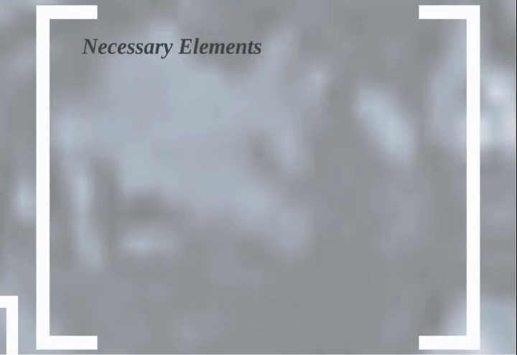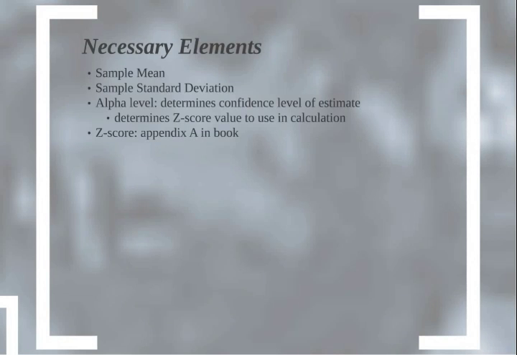So what are some of the necessary elements of confidence intervals? First, you need a sample mean, you need a sample standard deviation, you need the alpha level, and the alpha level determines the confidence level of the estimate. It also determines the z-score that we use in the calculation. And then you need your z-score.